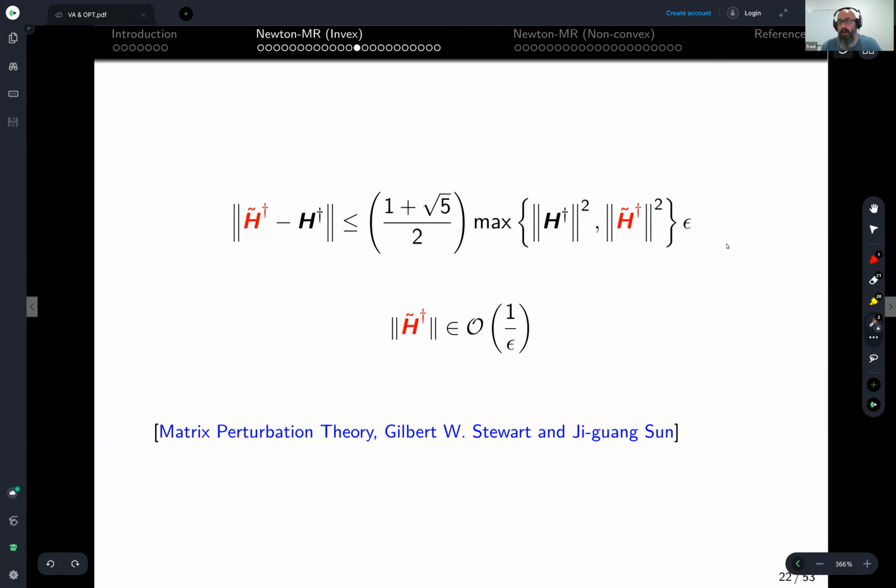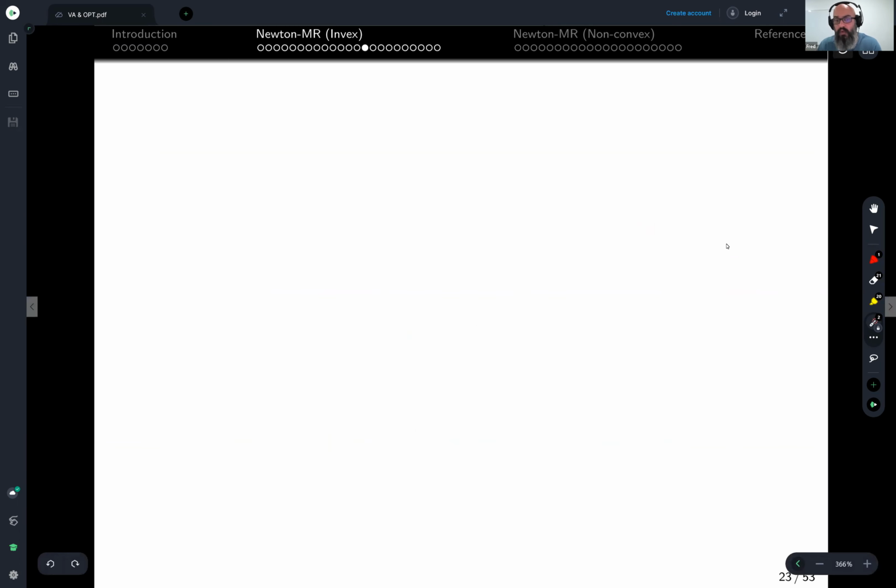In fact, what is perhaps more reasonable to assume is that as I add an epsilon perturbation to my true H to get my H tilde, the H tilde dagger should grow in the order of 1 over epsilon. Because you can argue that when H has 0 eigenvalues, when I add epsilon to it and take the pseudo-inverse, this epsilon becomes 1 over epsilon. So this is more reasonable. So we could not use these bounds straight from the books.